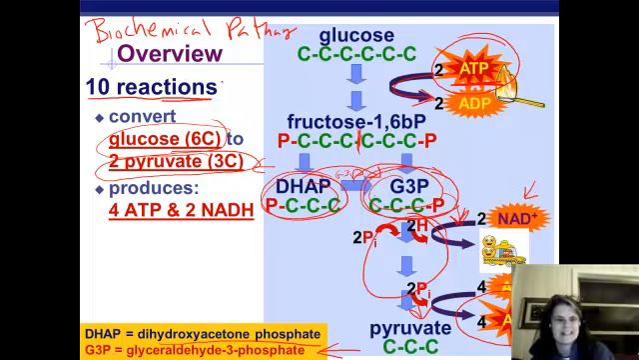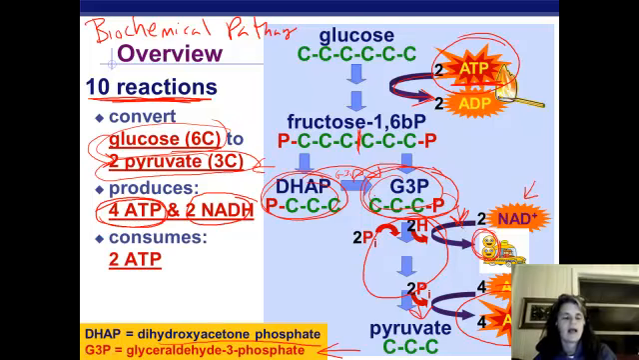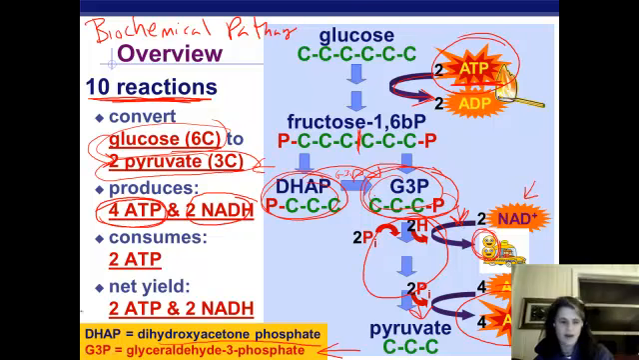So, overview. 10 steps, 10 chemical reactions with the goal of converting glucose to pyruvate at the end, producing a total by the end of 4 ATP, 2 NADH. We're going to pick up some electrons and convert an NAD+ molecule into NADH. It consumes 2 ATP, so really all we gain from this process is 2 ATP and 2 NADH.